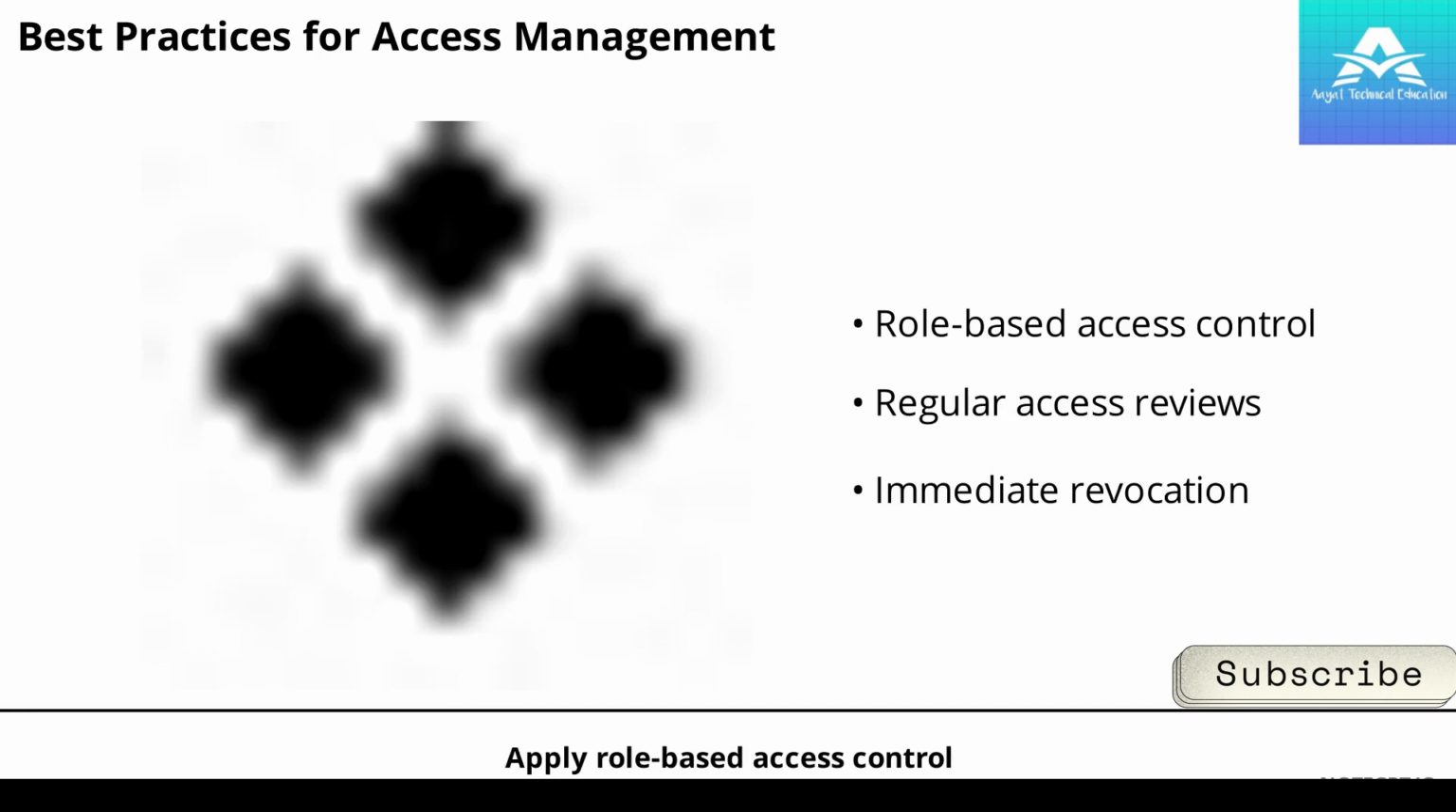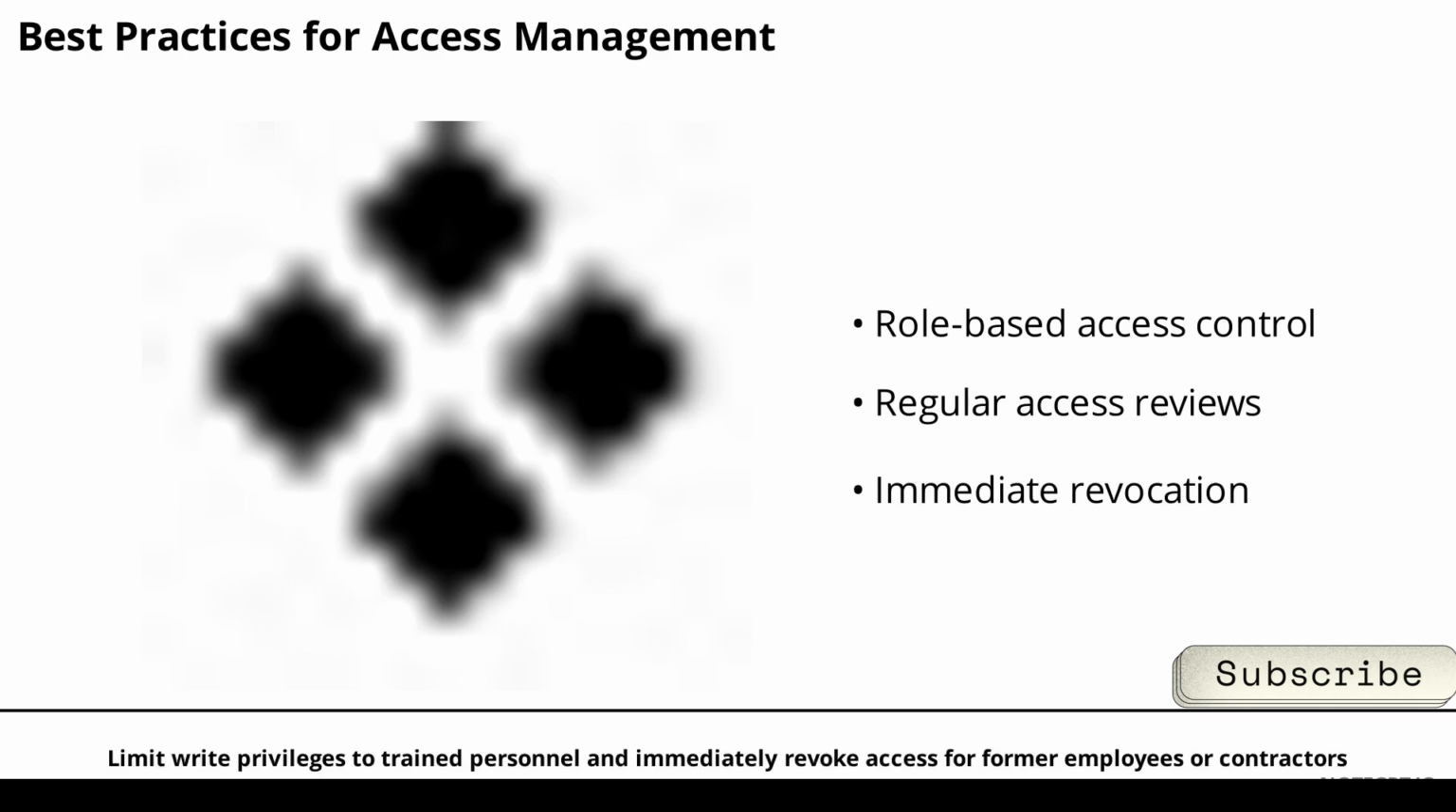To maintain a secure and efficient BMS, follow these best practices. Apply role-based access control, use groups for easier administration, and review user access every 3 to 6 months. Limit write privileges to trained personnel and immediately revoke access for former employees or contractors. For supervisors or auditors not involved in daily operations, enable read-only modes. These steps help keep your system secure and your team accountable.